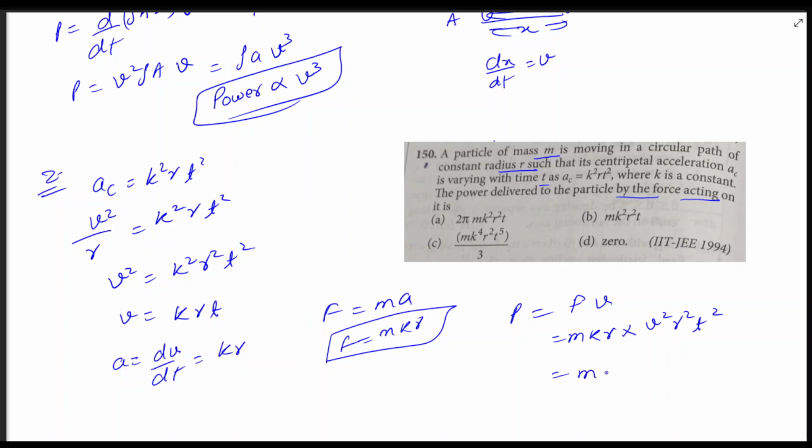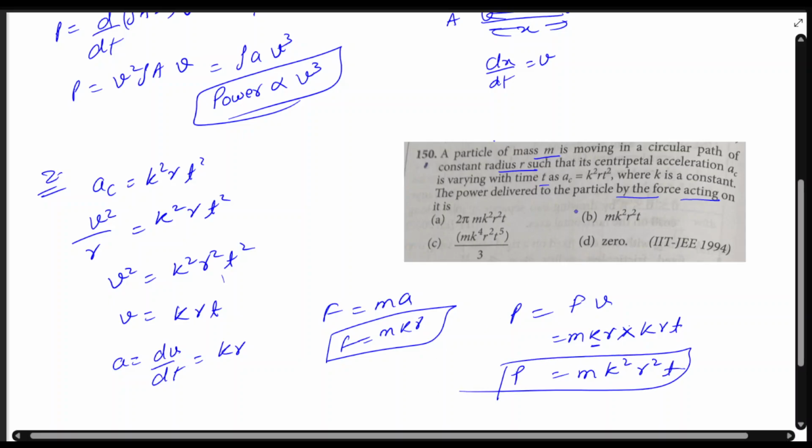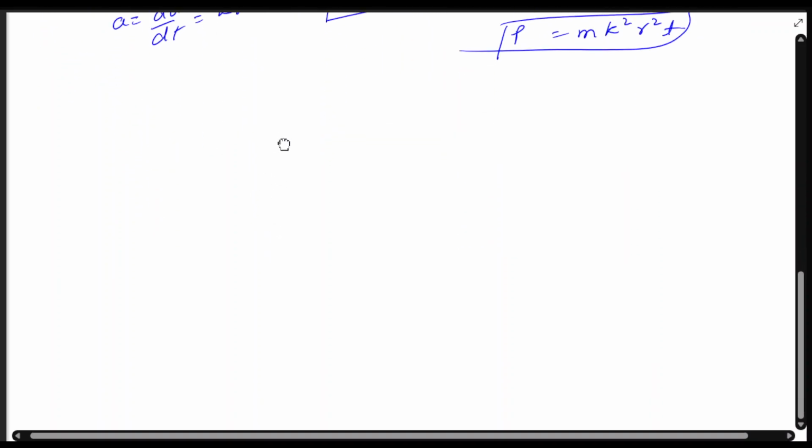So we will have m, force is m k r. Oh, this is k square, right? V is k r t. I have put v square here. It's k r t. So we'll have m k square r square into t to the power 3, right? So B will be the option. Quite easy question. Let's move on to the third question.